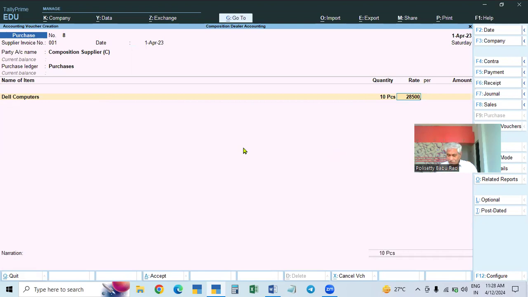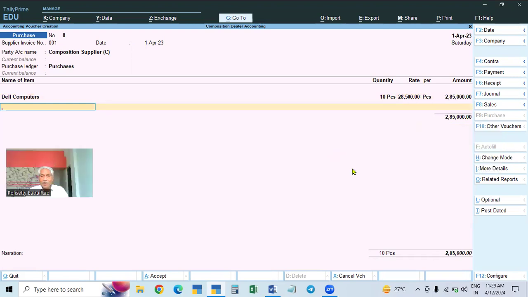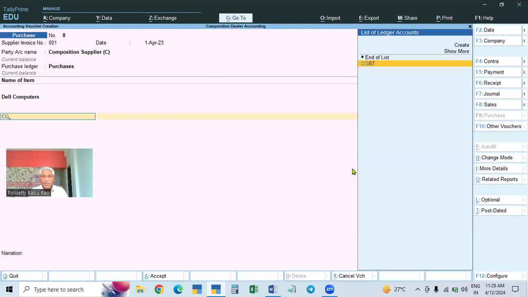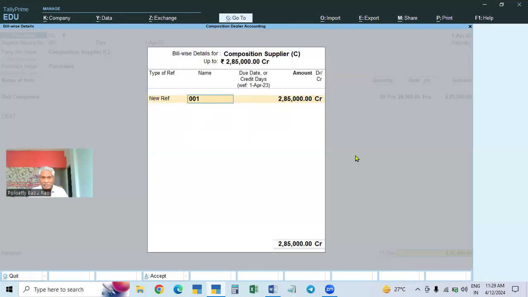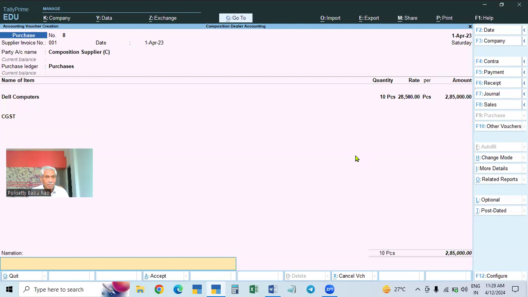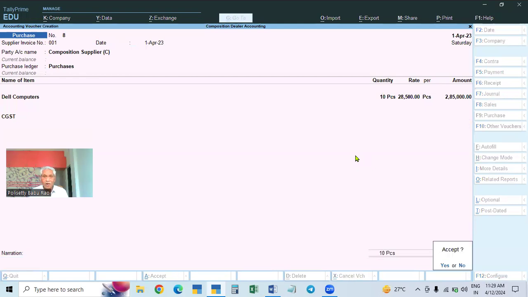Total invoice value will be taken here. Here there is no tax. So only the taxable value he will give. He will give the bill of supply without tax. And there will be no tax also. So even though we created the CGST, even if we sell that, it will not calculate, because that is only for payment of composition tax. So this is over. This is accepted. The bill number is one. This is one purchase.